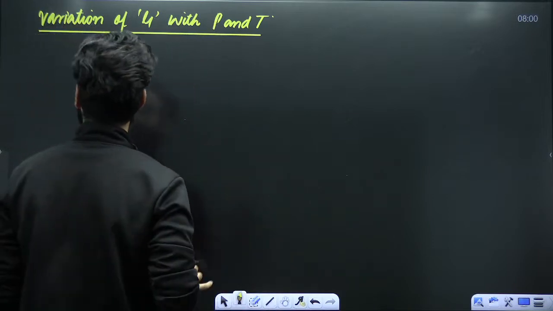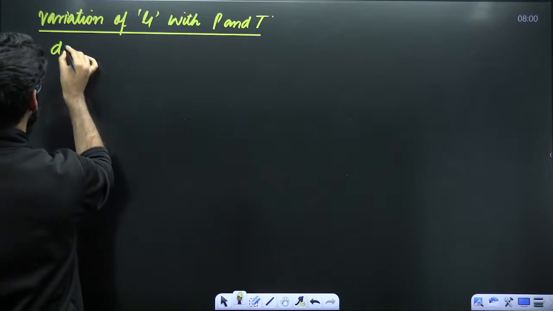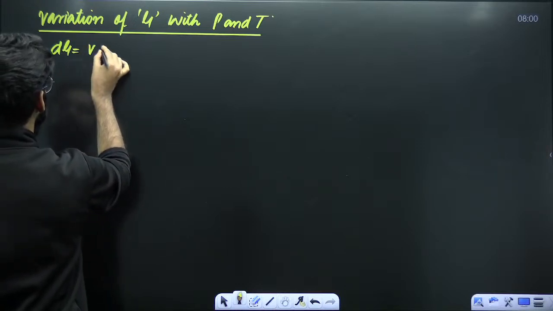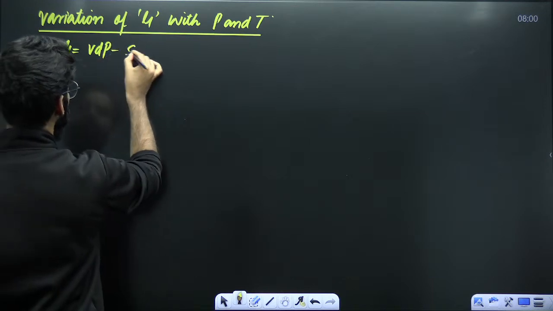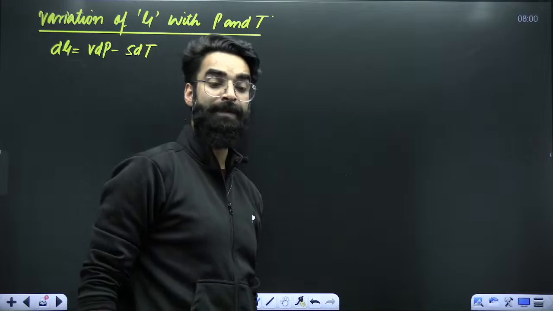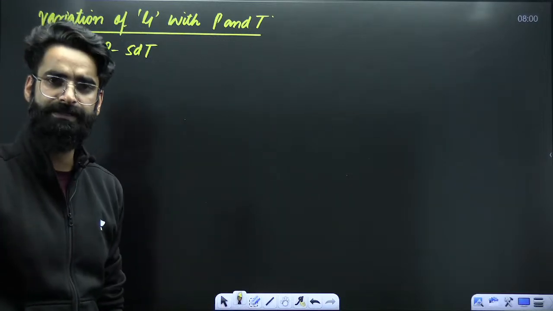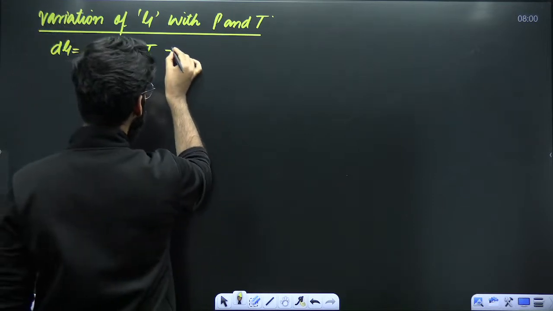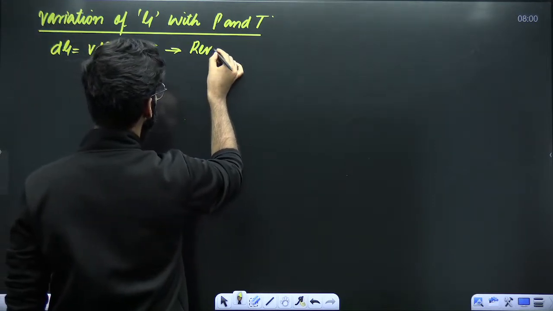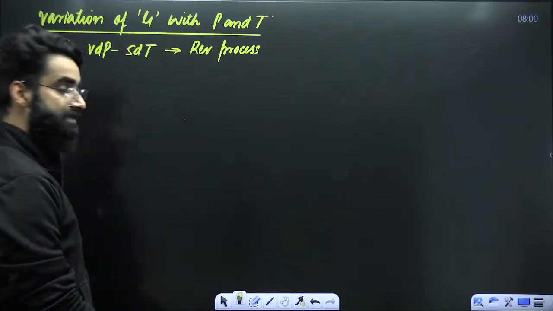Now, guys, try to understand. First of all, I'm going to write one equation, which you are going to remember directly from now onwards. dG is equal to VdP minus SdT. This is the backbone of thermodynamics, this particular equation. This equation is valid for reversible processes.